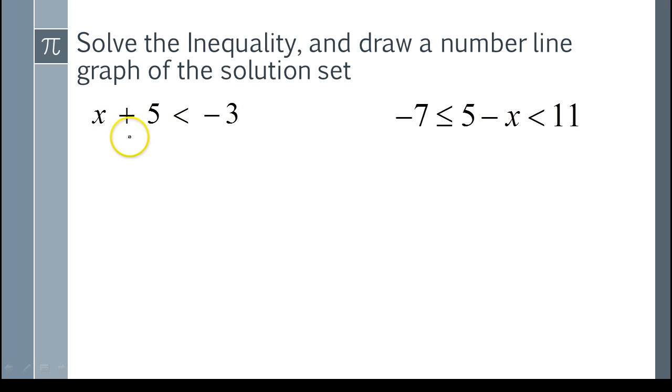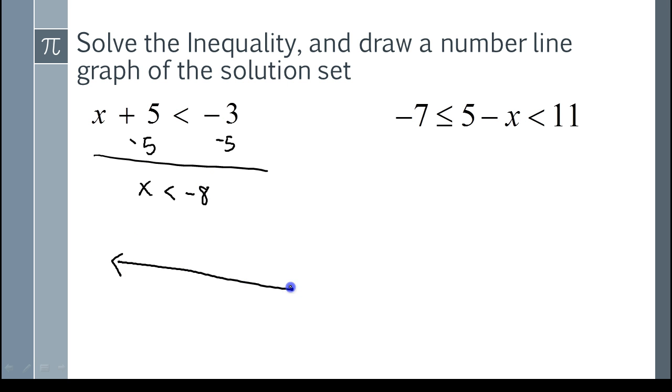So for my first problem here, I'm just going to subtract 5 from both sides, which is going to give me x has to be less than negative 8. That's perfect. I didn't multiply or divide by a negative, so that's completely done. And now I just need to graph my solution. So I draw my number line, I draw negative 8. I'm going to put an open circle or parenthesis at negative 8, and my arrow is going to point to the left. And that's my answer.